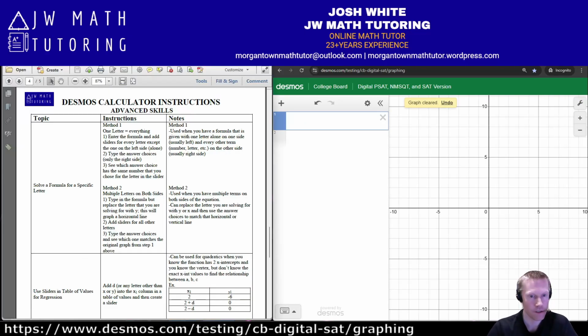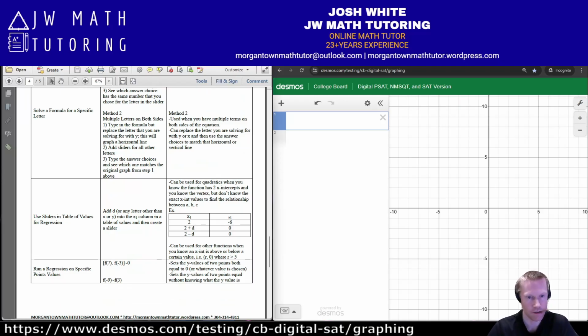All right, so going back to the sheet, let's talk about the next operation on here. This is just using sliders in a table of values for regression. Most likely you would use this for quadratic regression, but you can use it for exponential regression as well. There have been several questions I've seen reported from official exams that have exponential functions, and you can use sliders in those.